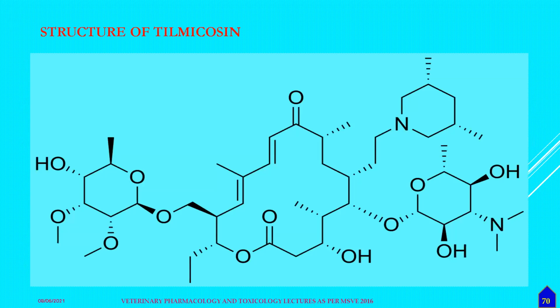So this is the structure of tilmicosin. Almost all, it looks very similar to that of the other macrolide antibiotics. Same thing, this is the macrolide ring and the other structures are very similar to that of the other macrolide antibiotics.